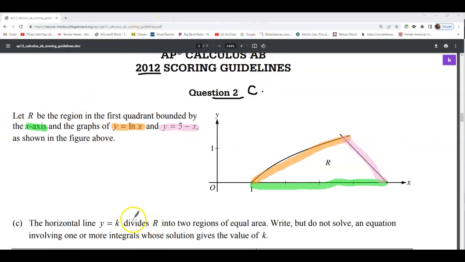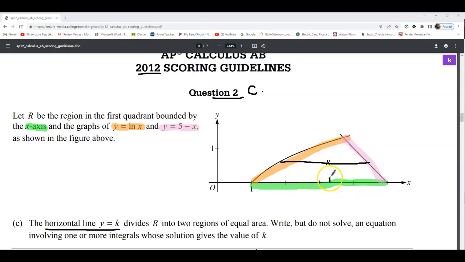Let's read the question. Now, just so you guys know, this question is the same question that we just did, but it does have a little twist. And you'll see what it is in just a second. So it says the horizontal line, there's your twist, the horizontal line y equals k divides R into two regions of equal area. Write but do not solve an equation involving one or more integrals whose solution would give you the value of k. So it's the same question, but this time they're talking about a horizontal line. So we're talking about a line like maybe right about here that would cut the area below and the area above into two equal areas.